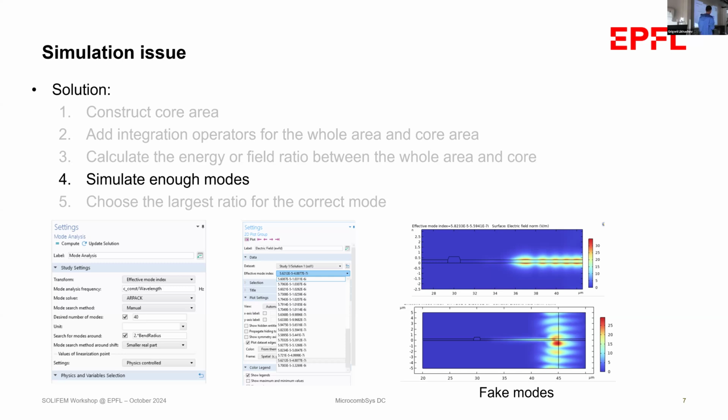Because when we search for the mode around some value, we usually use the refractive index of the material as the starting point. And we know the mode is not fully confined in the core material. So the effective index is slightly smaller than the refractive index of your material. So that's why we choose to search for the smaller real part, because we know the mode has a smaller effective index than the material. It's not necessary, but it's just more convenient.